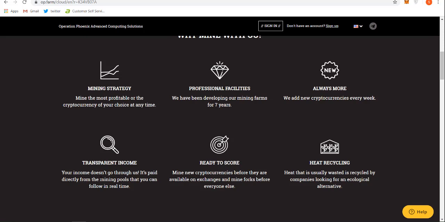Ready to score: mine new cryptocurrency before they are available on exchange, and mine forks before everyone else. Means this also helps you get a currency, that is, if you want any fork currency, then you can mine it easily and you can get it before anyone else, without even waiting for an exchange to list it.